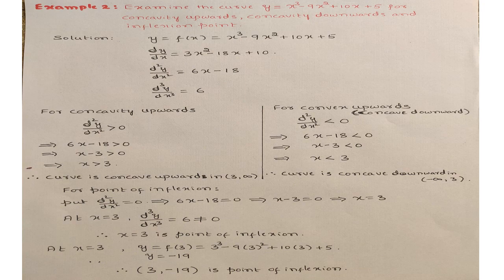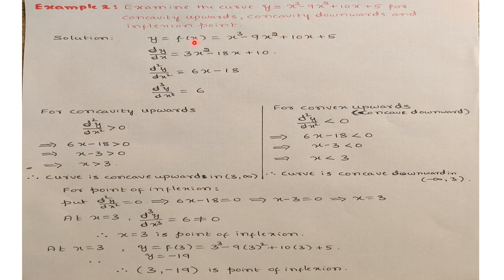Example 2. This problem is also exactly similar to the last one. Here also, examine the curve y is equal to this one for concavity upwards, concavity downwards and inflection points. Here the given curve is y is equal to x cube minus 9x square plus 10x plus 5.